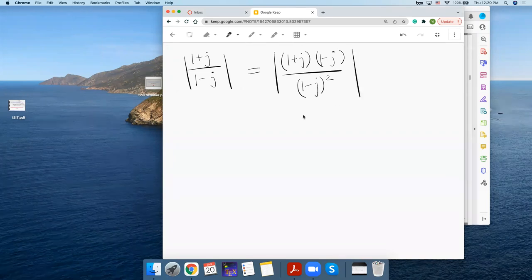Yes, so this is one approach. By multiplying the denominator by its conjugate, we know this can make the denominator a real number. So in the end, after doing calculations, the denominator is the magnitude to the power of 2 of this complex number, which gives you 2.